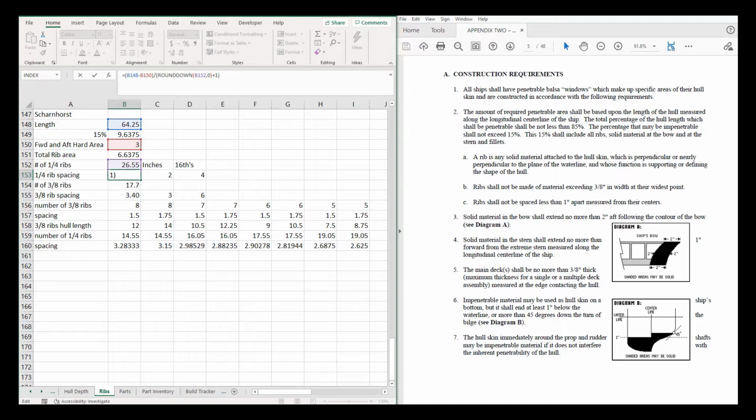And then I add 1. If you think about it, we're taking that length and dividing it by the number of ribs plus 1. Think about if you had a length and you divided it into 4 equal segments, there would only be 3 lines in the middle. There'd be one at 25%, one at 50%, one at 75%. So even though it's 4 divisions, there would just be 3 dividers between. It's the same idea here.